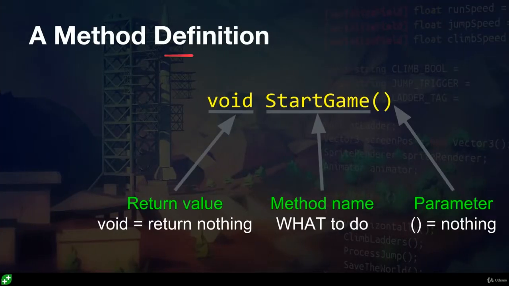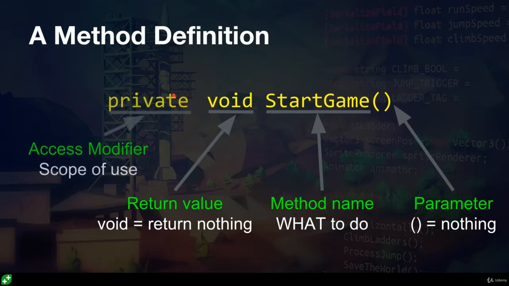We've looked before at the definition of a method, or we could call this a function, where we have the return type, we have the name, we have parameters. We can also add at the start the access modifier, which will determine the scope of use. So all of our methods, when we create them, if there's no access modifier keyword, they are private by default. So what does private mean, and how does that compare to public?